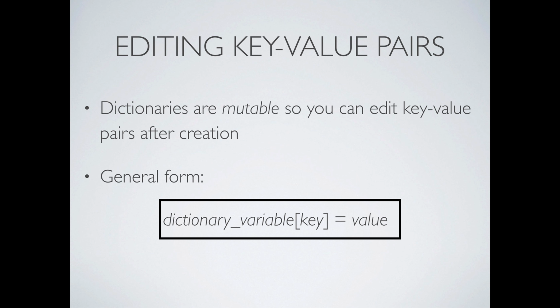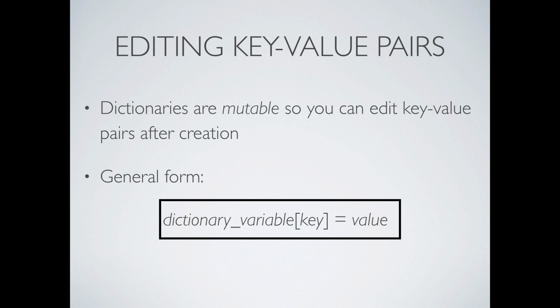So once you make a dictionary, they are mutable, which means you can change them. That means you can edit key value pairs after creation. So let's say you have a dictionary and you put stuff in it, and then later on you want to say, hey, I want to change it so that this key now has a new value, or I want to put in a brand new key and value pair. This is how you do it. And this is how you do it for both if you want to edit the value of a key that already exists, or if you want to add in a brand new key value pair. It works for both of those scenarios.